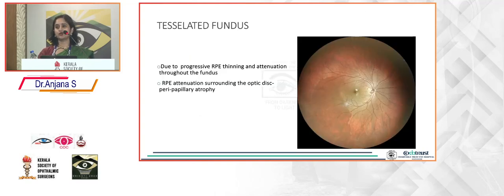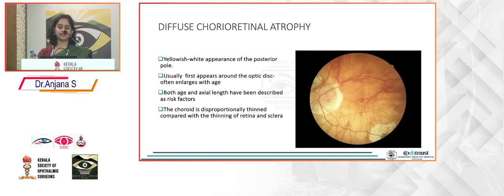Tessellated fundus, as we all know, is basically because of the chorioretinal thinning that is happening, and therefore we have a lesser number of melanocytes, and therefore the choroidal vessels are better visualized. This can occur in normal eyes as well, but here what is happening is that the thickness of the choroid and the retina is relatively normal, but the decrease in the number of melanocytes is giving rise to the tigroid or tessellated appearance. The RPE attenuation around the disc is the peripapillary atrophy.